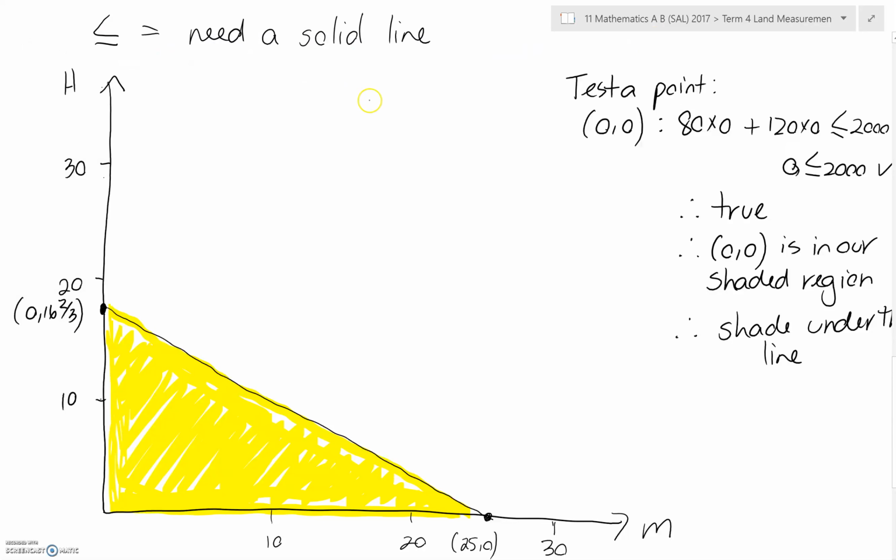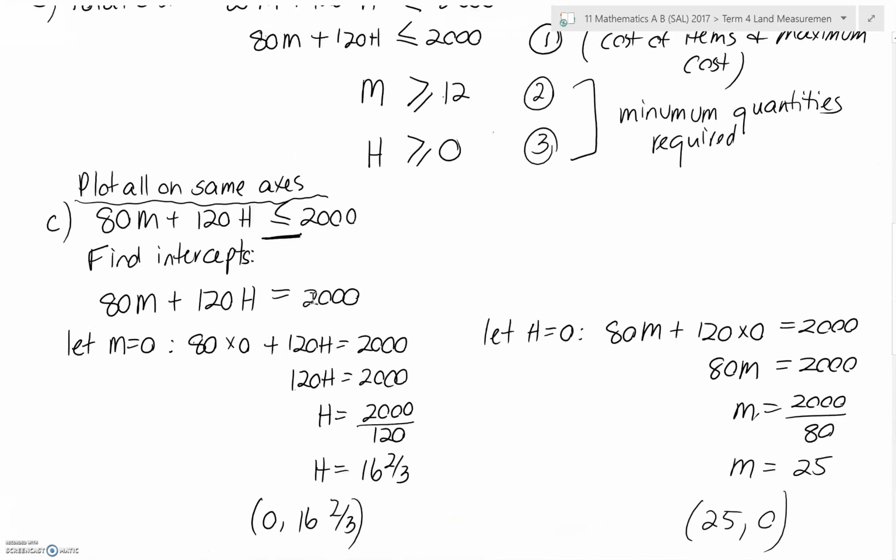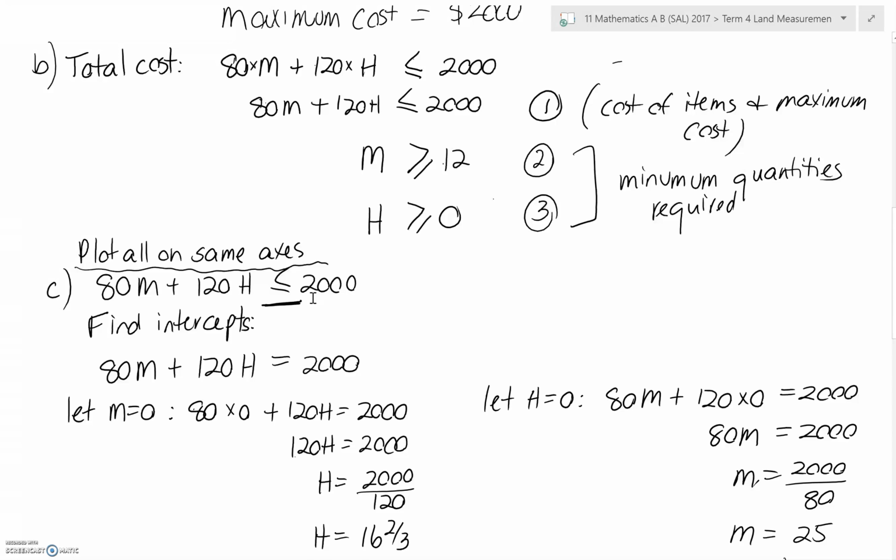Now, we also have to plot our other two. Oh, and I should definitely label this. So this is 80m plus 120h less than or equal to 2000. Now, I also need to plot my other two inequations. So let's go back up to them. M is greater than or equal to 12. H is greater than or equal to 0.